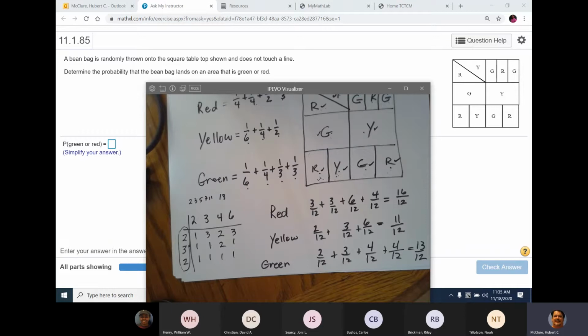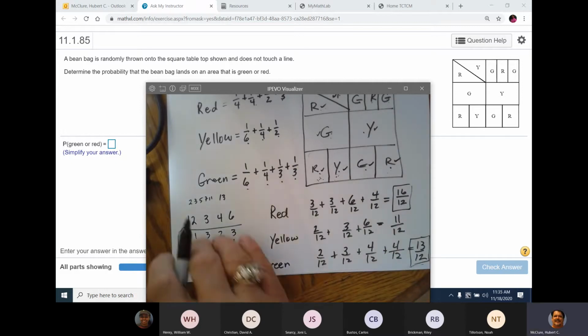Now, it's asking, what is the probability of green or red? Now, when you do green or red, you're picking one time, and it's what's the probability of you picking a green or a red? So you're going to add them together. So green is 13/12, and red is 16/12.